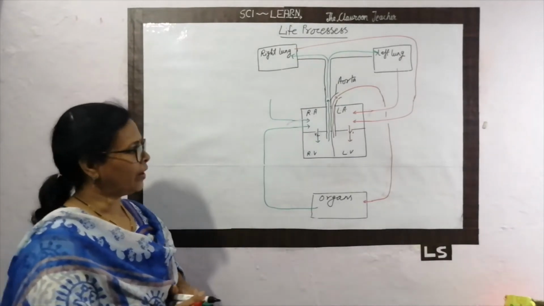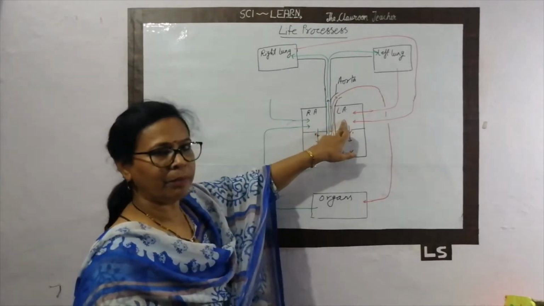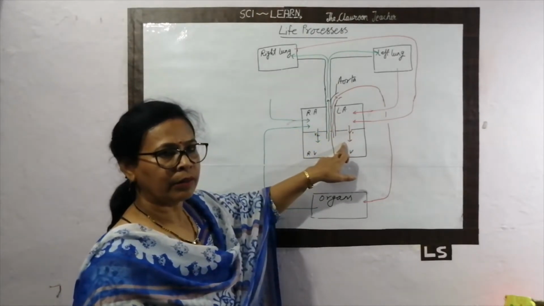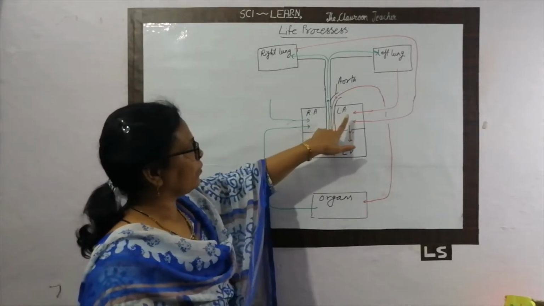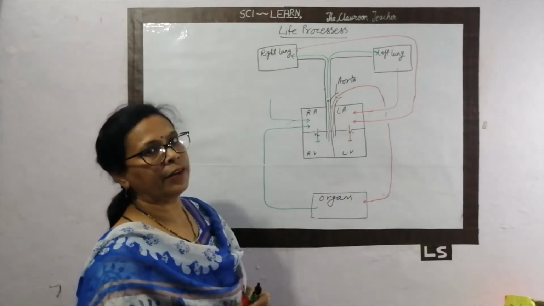Now what happens? Our heart is a four-chamber structure. The upper two are called atria and the lower two are called ventricles. According to the side, we call it the left atrium, this is the right. This is the left ventricle, and this is the right ventricle.